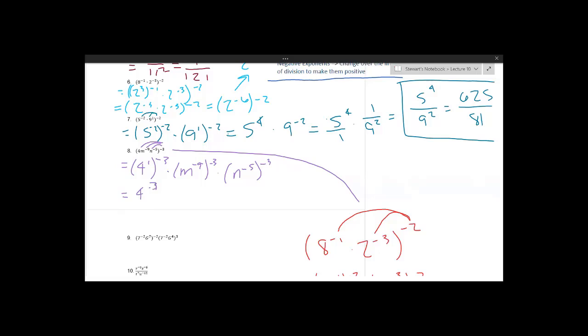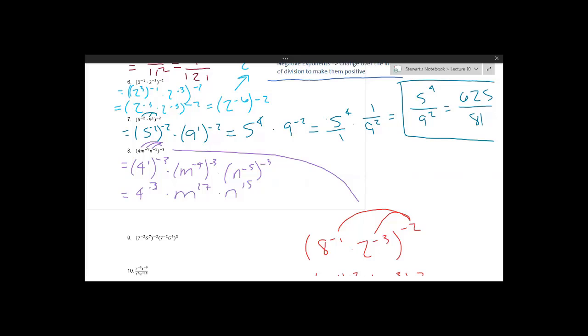That is not a 3. To the negative third power, negative 9 times negative 3 is positive 27. So we have m to the positive 27th power. And then negative 5 times negative 3 is positive 15. So we have times n to the positive 15th. We don't have to fix the two variables because they have positive exponents. We don't have to move that at all.